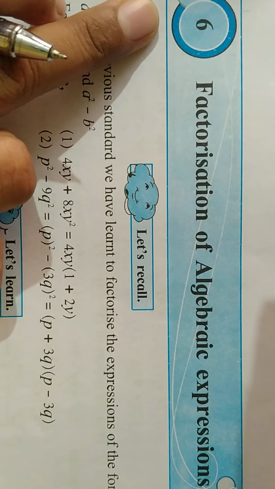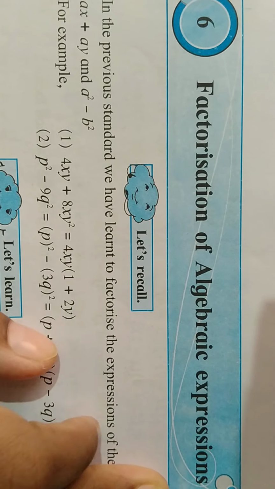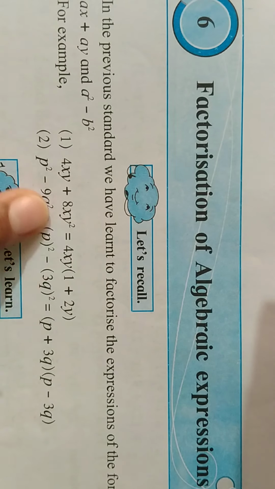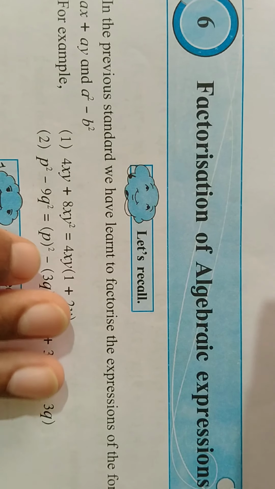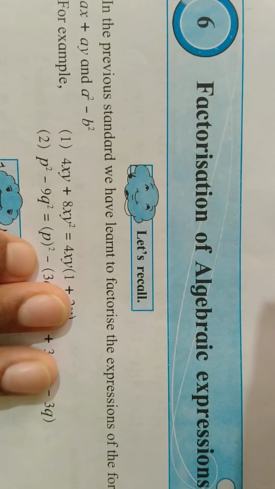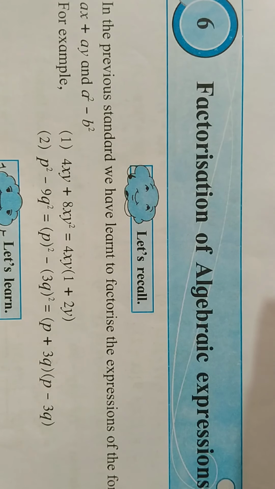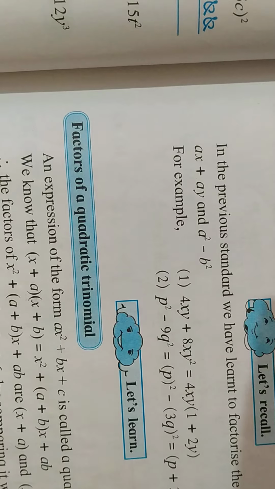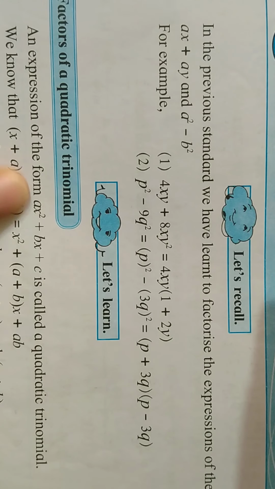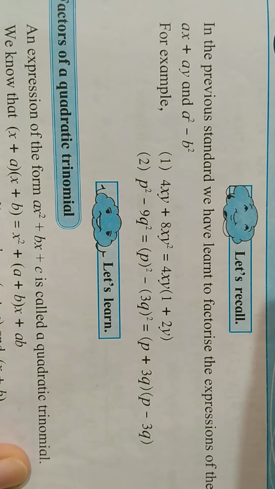Today we'll see 8th standard, 6th lesson, factorization of algebraic expressions. Last year we studied how to take factors of algebraic expressions, that is, binomials and trinomials. Now we'll see factors of a quadratic trinomial. An expression of the form ax square plus bx plus c is called a quadratic trinomial.